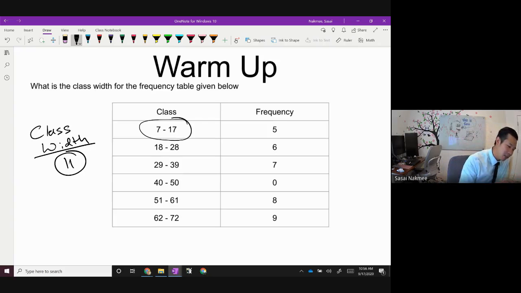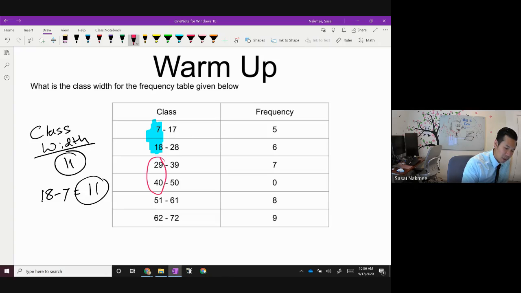Or you can realize that when you look at the lower limits for classes that are next to each other, like that 18 and that 7, if you subtract them, 18 minus 7, you end up with the class width. And it will work for any of these. If I pick 40 and 29, I'll also get 11. If I get 62 and 51, I'll also get 11. So you can actually just subtract them as well.